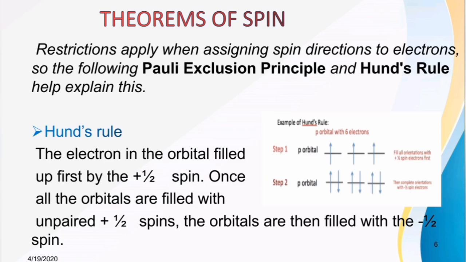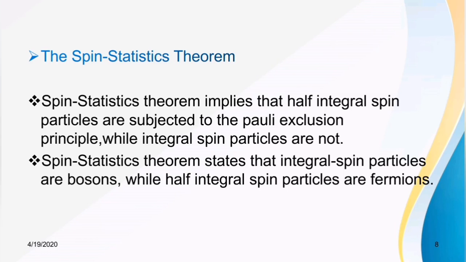The other rule is Hund's rule. It states that electrons in the orbital are filled up first by plus half spin. Once all the orbitals are filled with unpaired plus half spin, the orbitals are then filled with minus half spin. The spin-statistics theorem simply states that integral spin particles are bosons while half-integral spin particles are fermions.